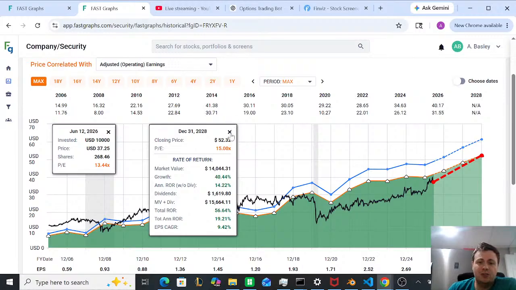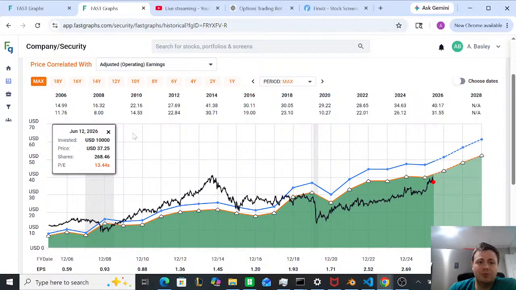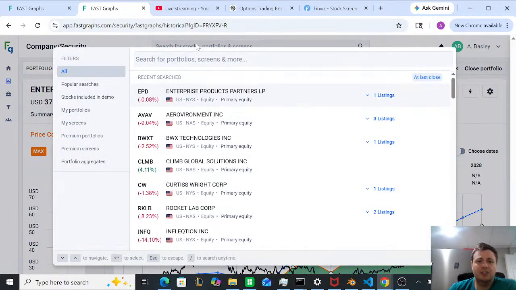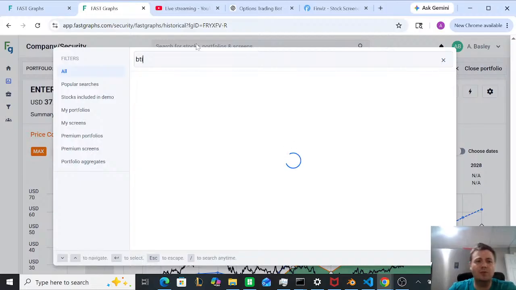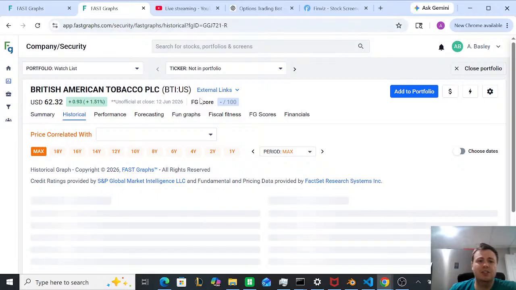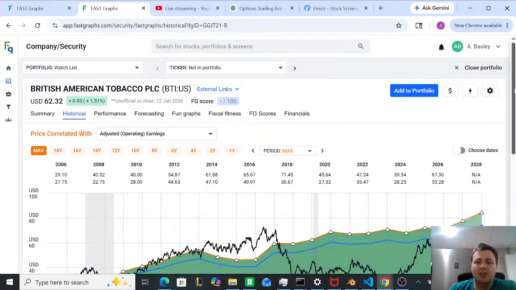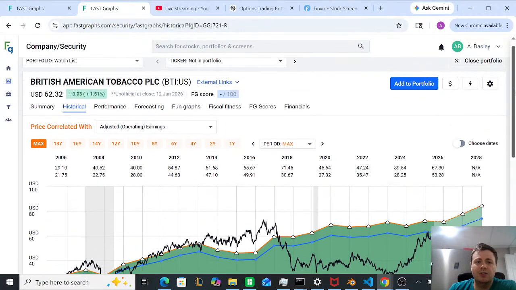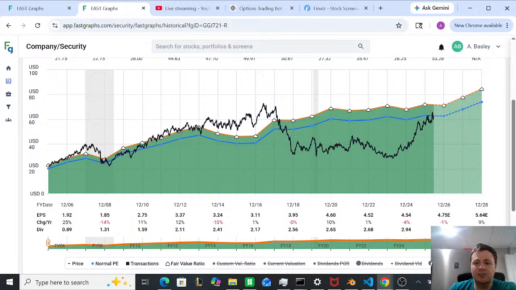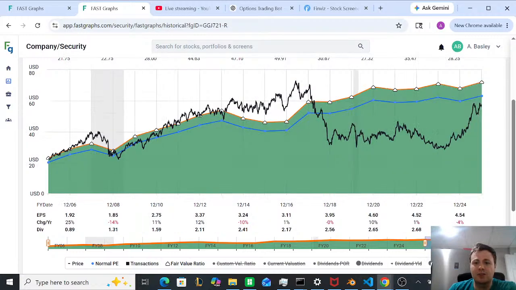I'll show you an example of a stock where stocks do rebound back to full value. So British Tobacco is one of the stocks that I want to point out, so we can use this scroller bar to go back in time. So let's just go back to 2025, 1 year.